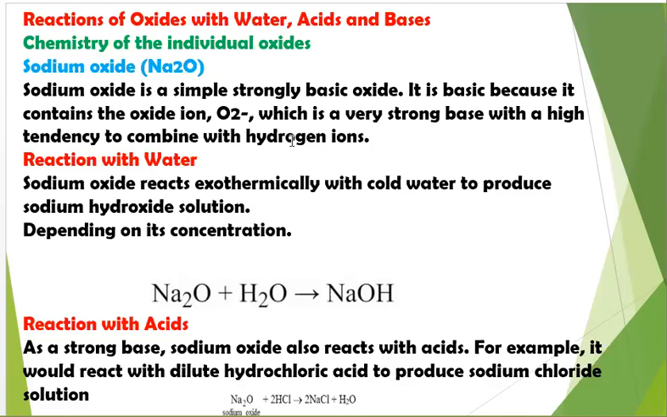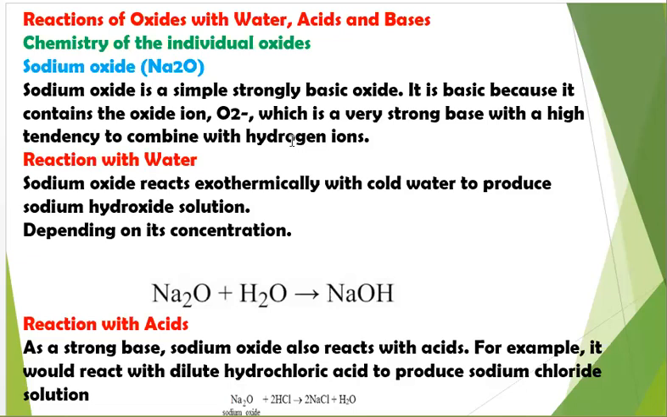So we discussed the reaction of water with sodium oxide. Sodium oxide reacts exothermically, meaning heat is released, with cold water to produce sodium hydroxide solution. Na2O reacts with H2O to produce NaOH. And NaOH is a base, an alkali. Alkali means a soluble base, a base which is soluble in water. When you react sodium oxide with water, the solution becomes alkaline in nature.